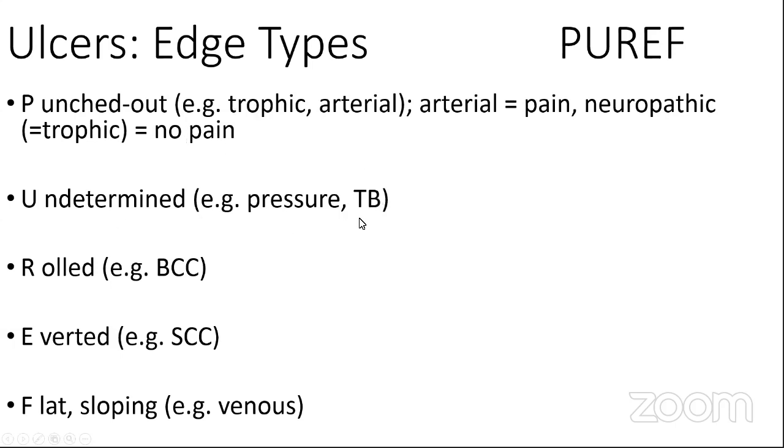Undermined, classically described for tuberculosis, whereas rolled is for basal cell carcinoma, usually seen in the facial region. Everted is classical for skin cancers, penile cancer, where the edges are everted. Flat and sloping you will find in venous ulcer, or ulcers due to venous insufficiency. This is basically about the edges of the ulcer.